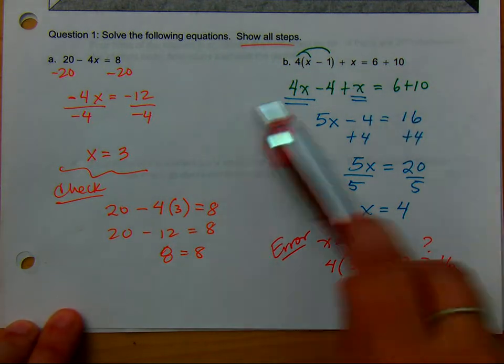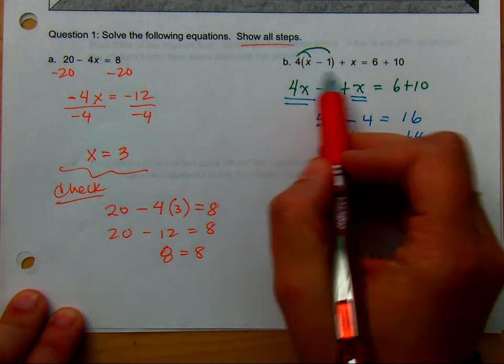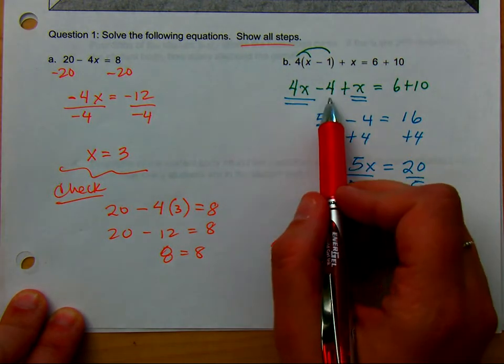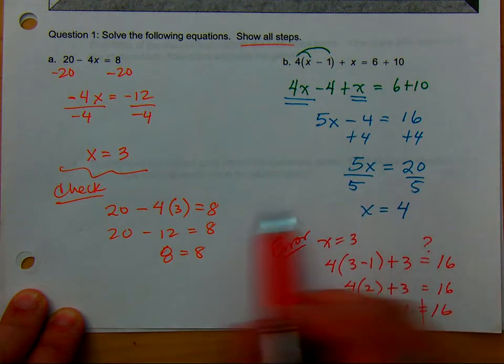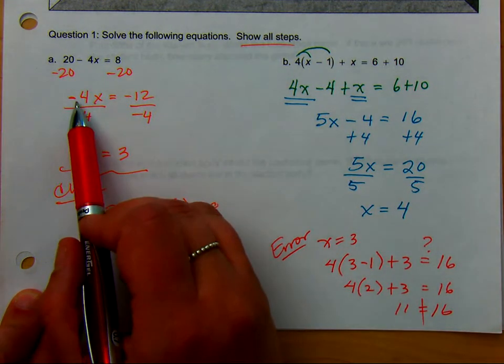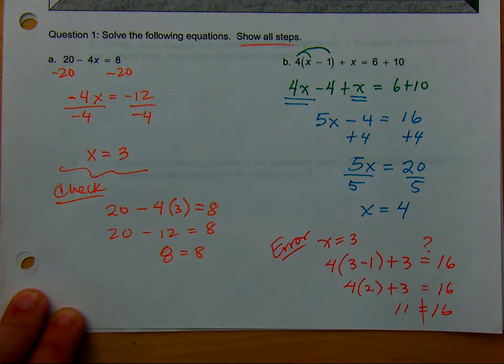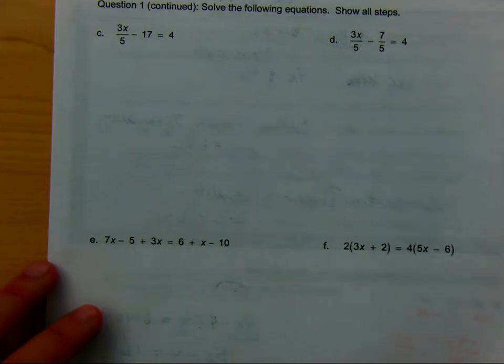And most of the mistakes that we make are to do with distribution. A lot of times I will see that students will forget to multiply the 4 by the -1, or it could have to do with signs. Dropping the negative sign is another big area of mistake. Okay, negatives can be really challenging. So let's look at the next problems on the next page.